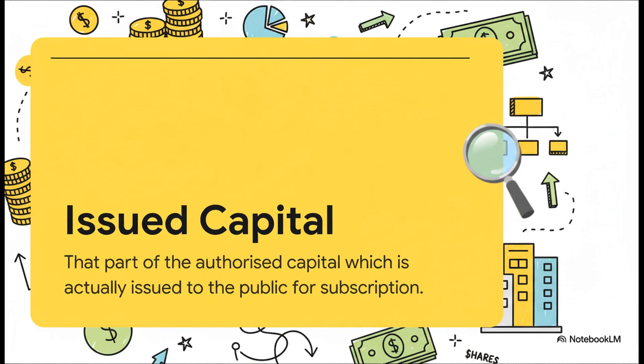Now, does a company open the entire treasure chest at once? No, not really. They only offer as much as they need for now. So the part of the authorized capital that the company actually invites the public to buy, that portion is called issued capital. It's the part of the treasure they've decided to unlock right now.